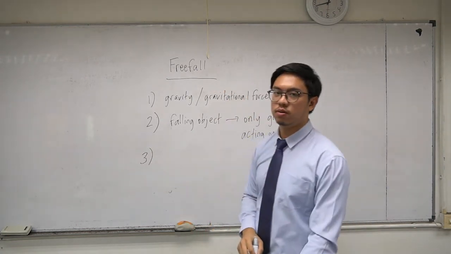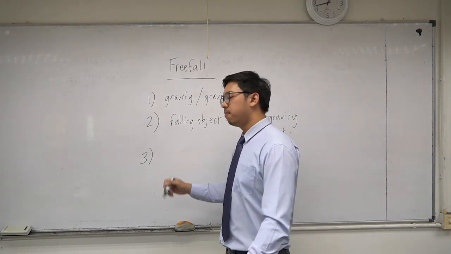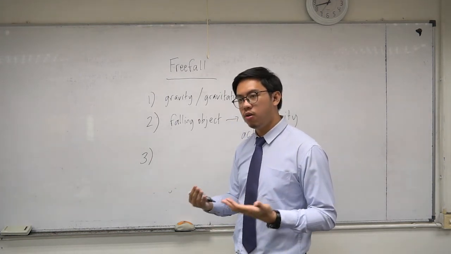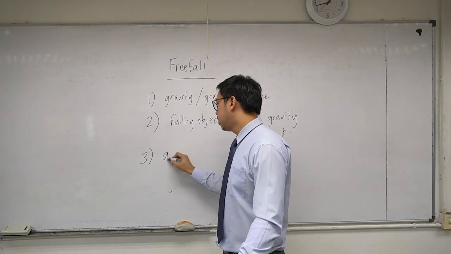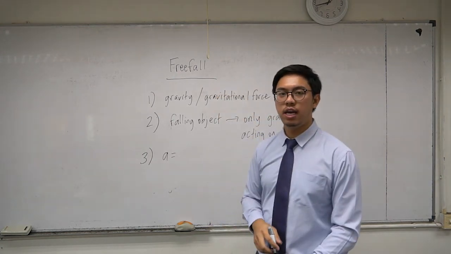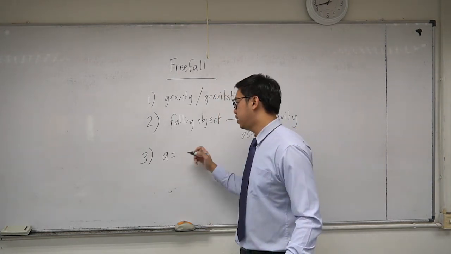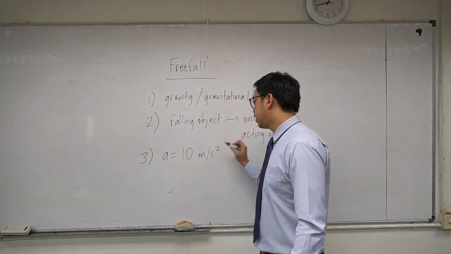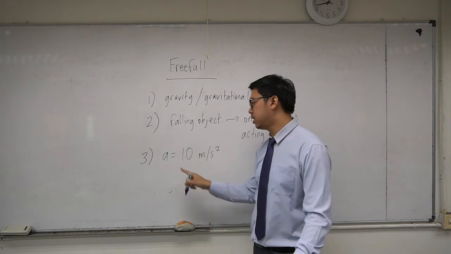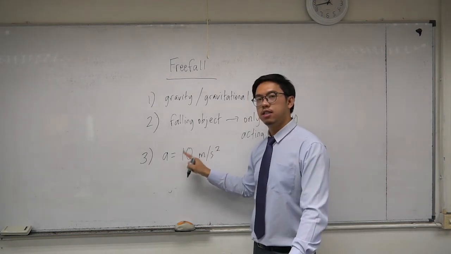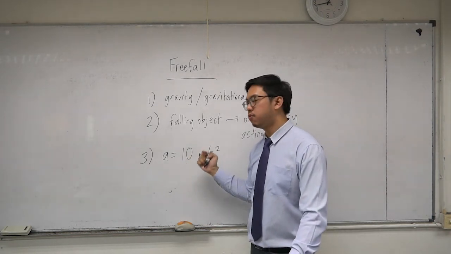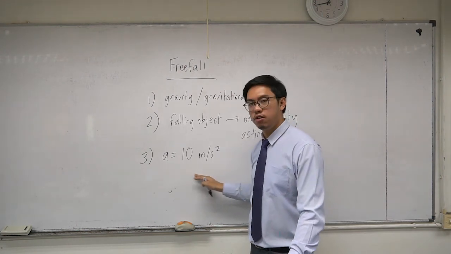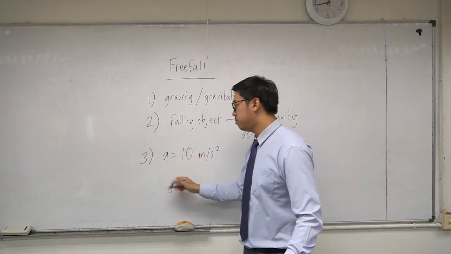Number three, what we learned is that objects in free fall all have the same acceleration, and we call this acceleration due to gravity. For the Earth, the acceleration due to gravity is 10 meters per second squared. This is the same for all objects falling in free fall on Earth. So make sure you remember this number for your exams.